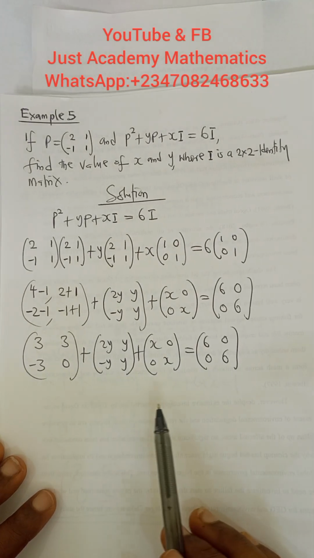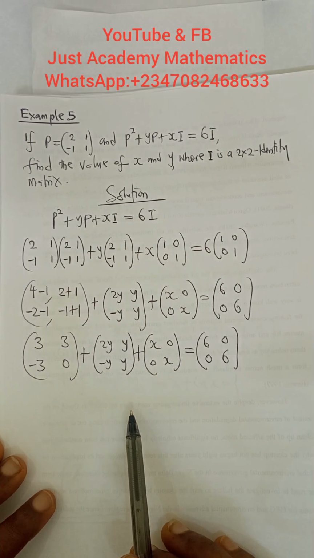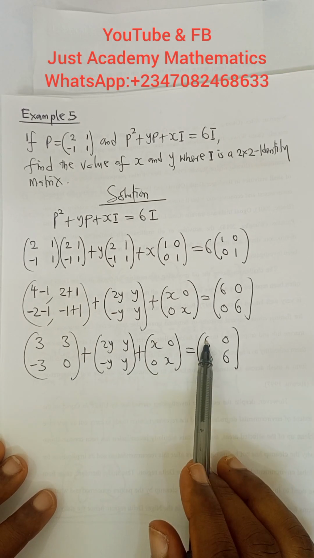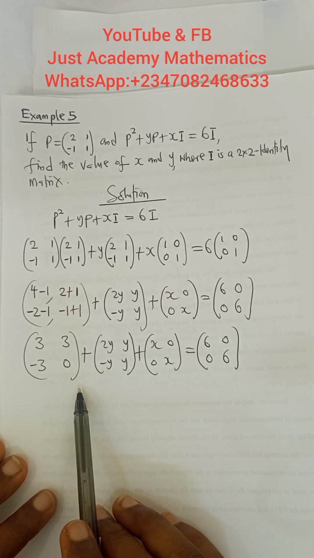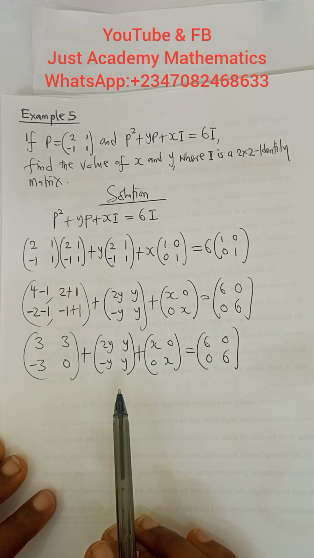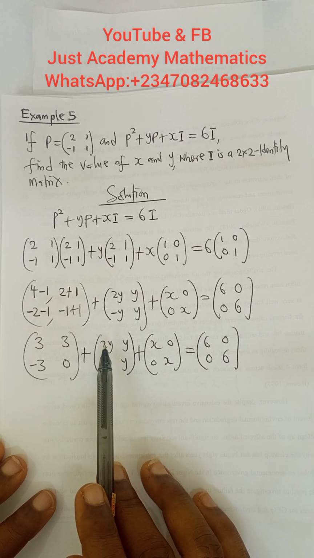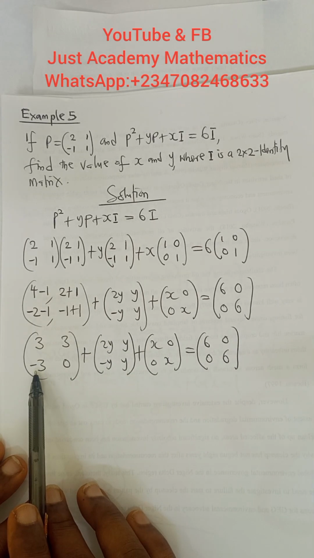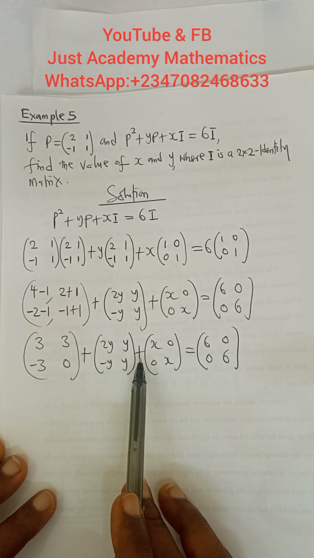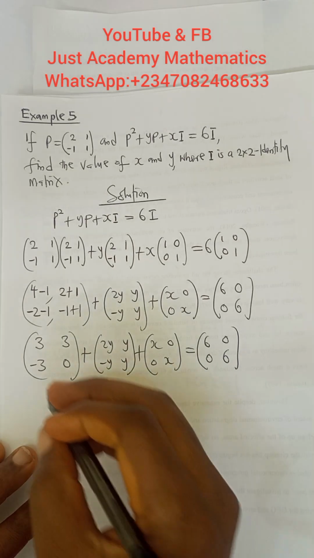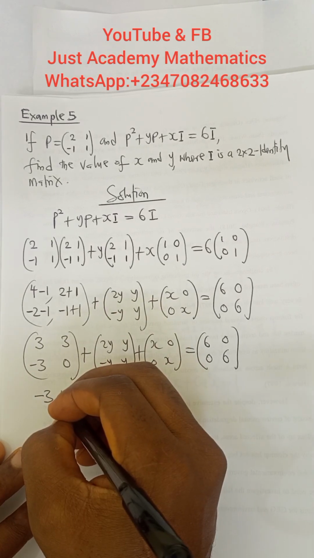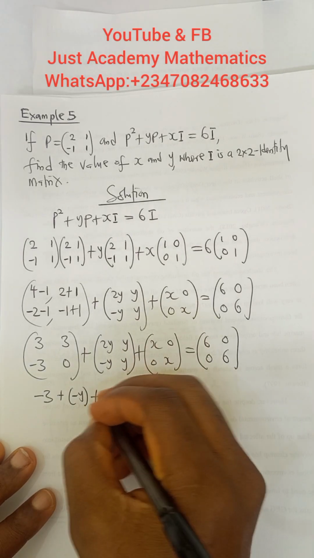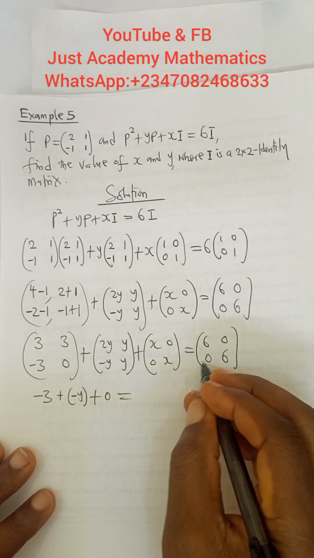Now, from the rule of addition of matrix, you know that 3 plus 2Y plus X is equal to 6. But we can make it easier for ourselves by looking for, because this one will give us, if you use this, we are going to be having X and Y. Why don't we use this one? Minus 3 plus minus Y plus 0 must be equal to 0. I think that should work.